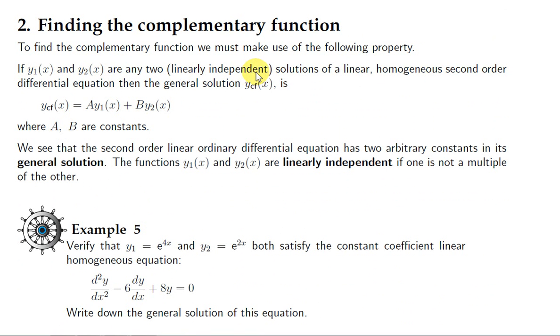If two functions are linearly independent, it means that the only linear combination of them that gives 0 occurs when the constants a and b are both 0. So in other words, one function isn't a constant multiple of the other function.